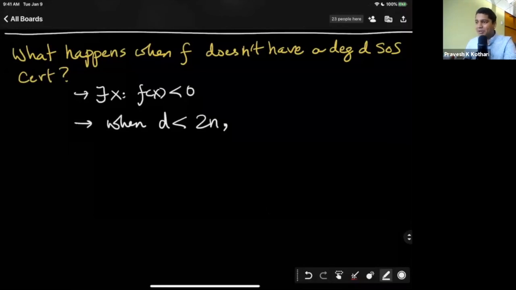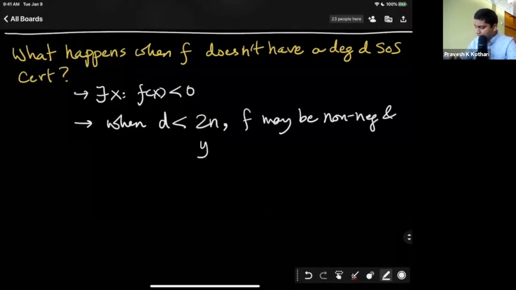Yeah, so we are wondering what happens when f does not have a degree D SOS certificate of non-negativity. And we discussed that one way this can fail is if there is an x where f is negative. If f is not non-negative on the hypercube, it certainly won't have certificates of non-negativity. But when D is less than 2n, f may be non-negative, and yet there is no certificate.